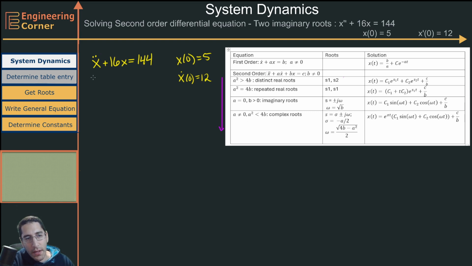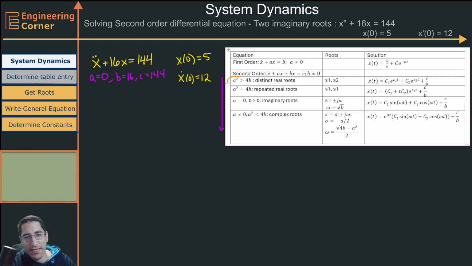So let's list out what our variables are. Our coefficient of a is equal to 0. It doesn't exist. Our coefficient of b is equal to 16. Our coefficient of c is equal to 144. b comes before the x term. c comes on the other side of the equal sign. So now we just start testing this.